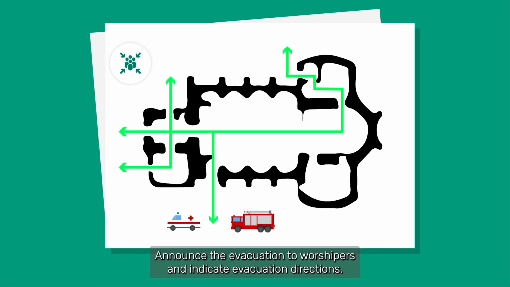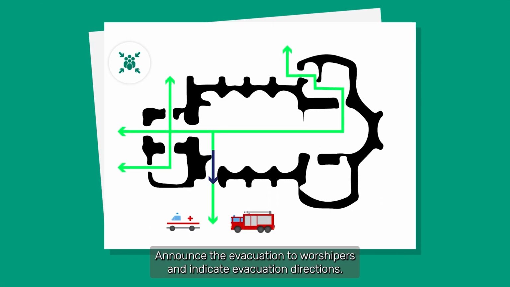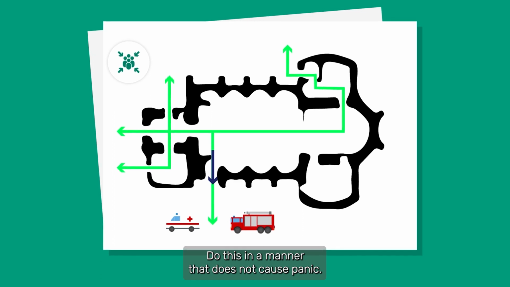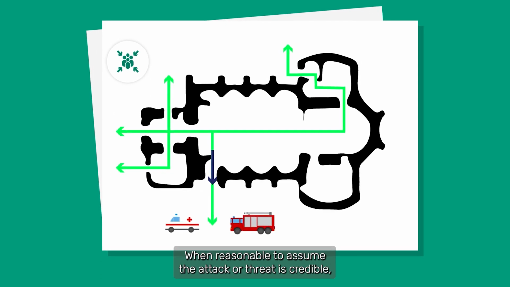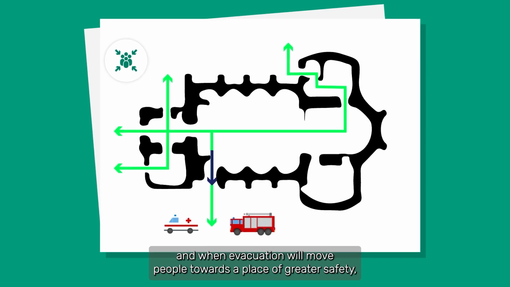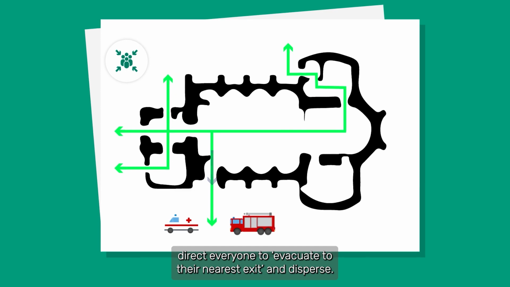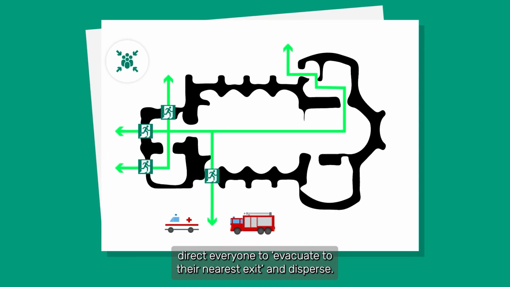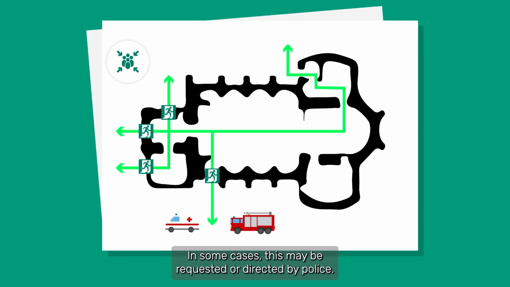Announce the evacuation to worshippers and indicate evacuation directions. Do this in a manner that does not cause panic. When reasonable to assume the attack or threat is credible, and when evacuation will move people towards a place of greater safety, direct everyone to evacuate to their nearest exit and disperse. In some cases, this may be requested or directed by police.